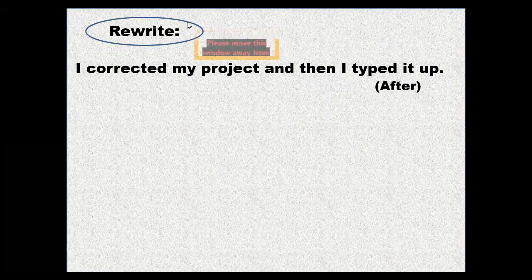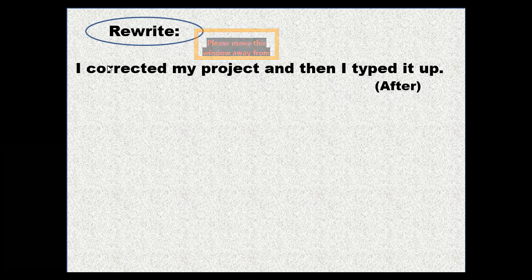Okay, let's join together. Malak Tamer Sarwat, can you answer it? Put after at the beginning and change corrected into had plus the past participle of the verb. After I typed it up.